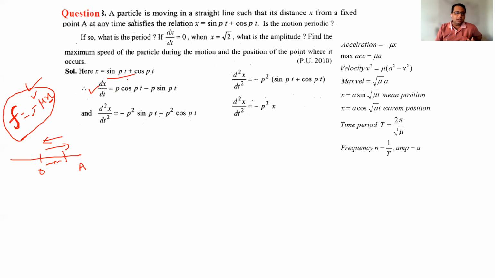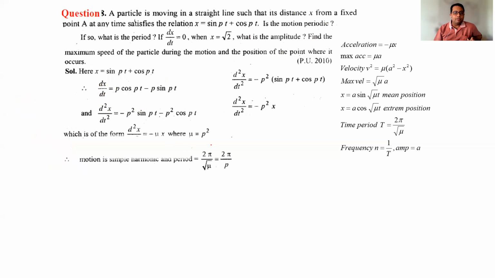So the first derivative: the derivative of sin pt is p cos pt, and the derivative of cos pt is minus p sin pt. Second derivative, so that acceleration can be obtained, d2x/dt2: it's the second derivative, minus p squared. One p was already there, one p is remaining, and for cos the derivative is minus sin, so minus p squared sin pt, and it becomes minus p squared cos pt. If we take minus p squared common from this equation, we get sin pt + cos pt, which is again the value of x. So we have derived that acceleration is of the type f = minus mu x, which is of this form, where mu is equal to p squared.